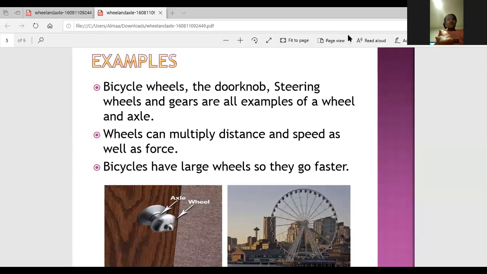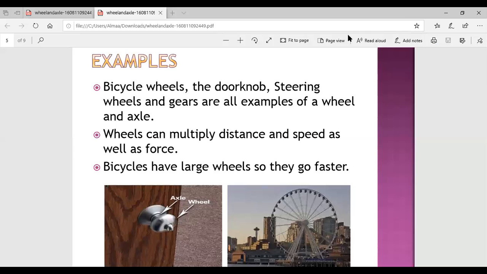Hassan, do you have any questions, Hassan? Yes. I don't understand what the uses of wheel and axle are.